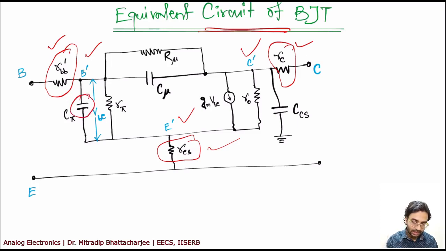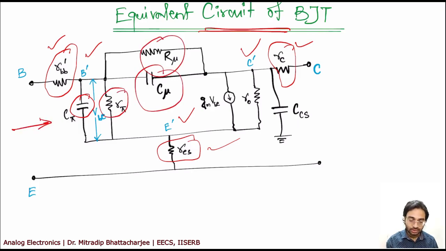So you have C pi and R pi on the input side, you have C mu and R mu between base and collector, and on the output side you have a current source gm V pi and output resistance R0, and then I have calculated the collector substrate capacitance. So this is your complete equivalent circuit of the BJT. For getting this circuit, we have calculated all these parameters. Now from here you can understand all these components have been covered.